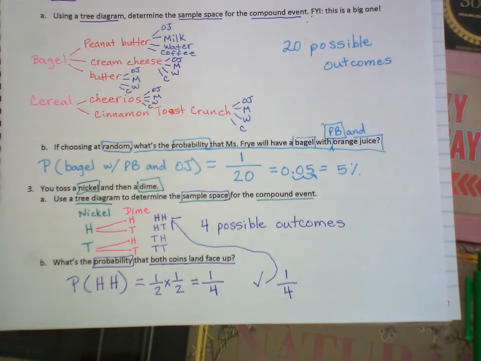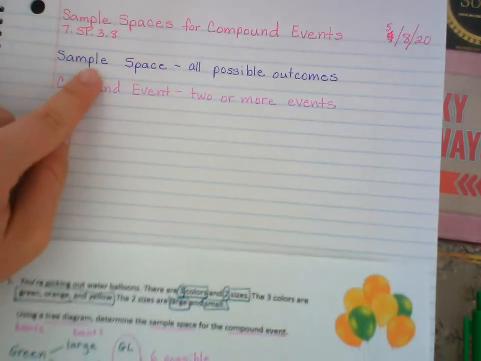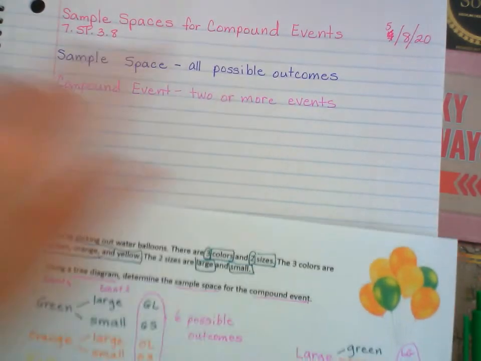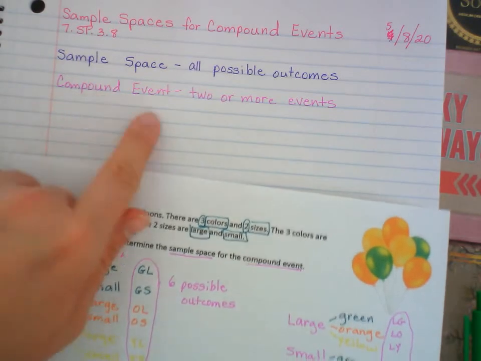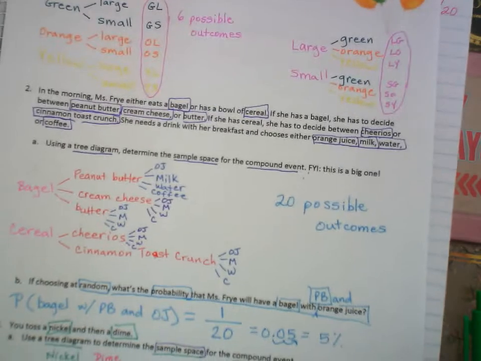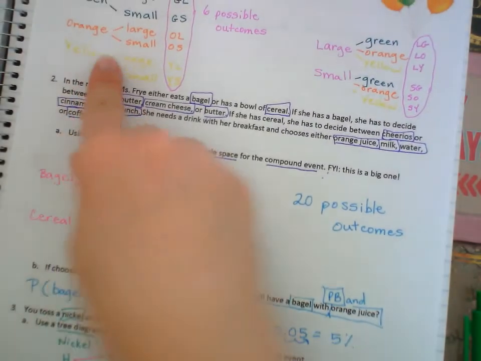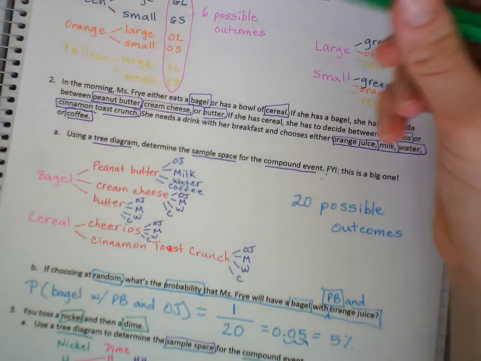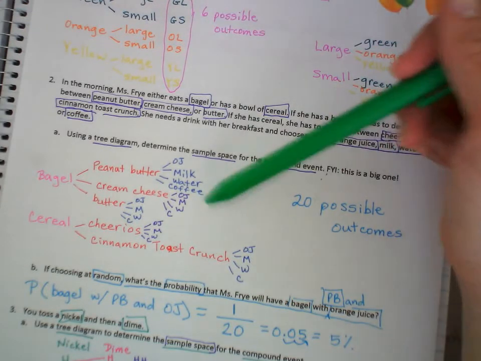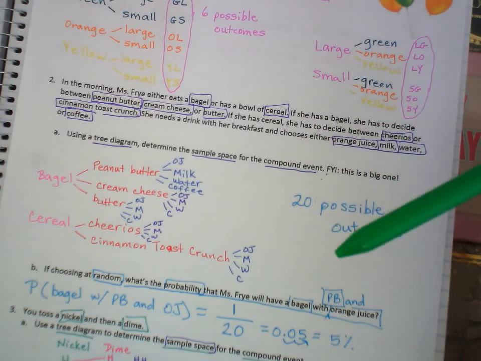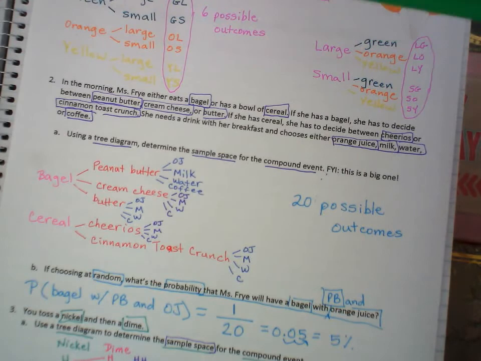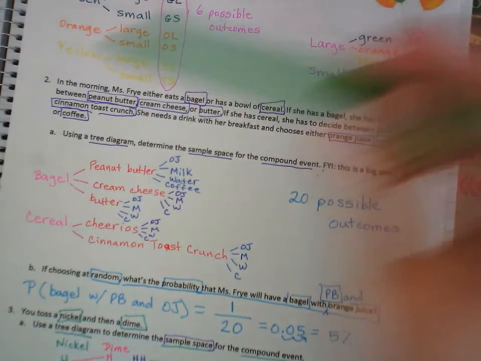So what you should gain from this video, guys, is you should feel now more confident about understanding what sample space actually means. It's all possible outcomes, and what is a compound event. Okay, 2 or more events. You also should understand now tree diagrams are a very easy visual way to represent the sample space for compound events. And then you can use the tree diagram to find probabilities.